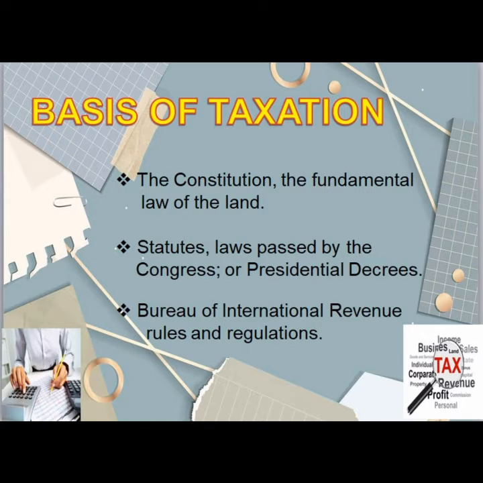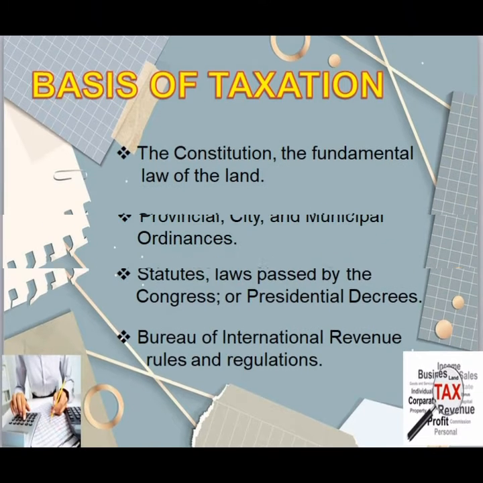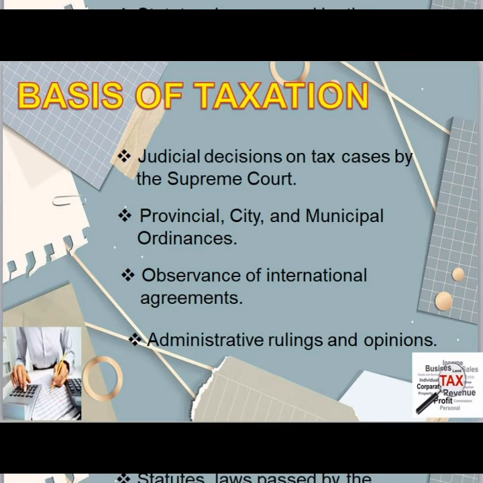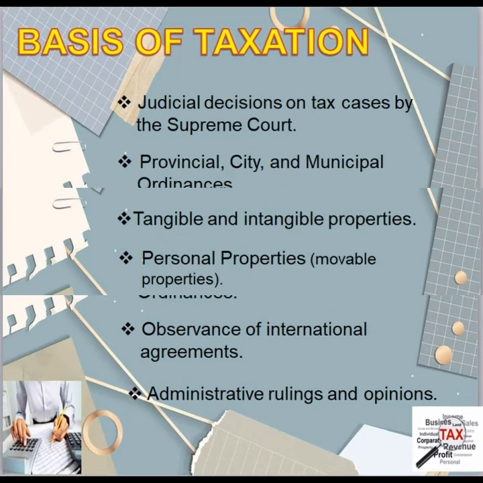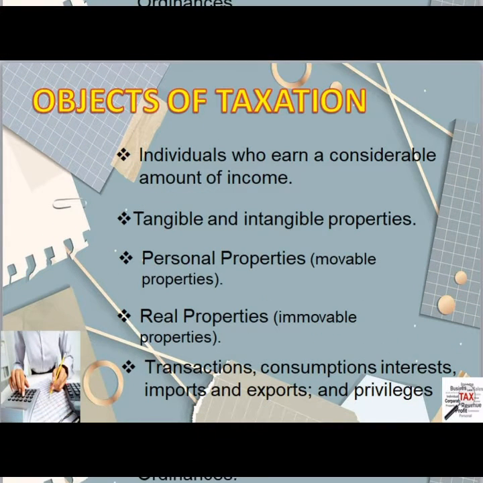First is the Constitution, the fundamental law of the land. Second is the statutes, laws passed by the Congress or presidential decrees. Third is the Bureau of Internal Revenue rules and regulations, which is the BIR. Fourth is judicial decisions on tax cases by the Supreme Court. The fifth is provincial, city, and municipal ordinances. Sixth is the observance of international agreements, and lastly, administrative rulings and opinions.